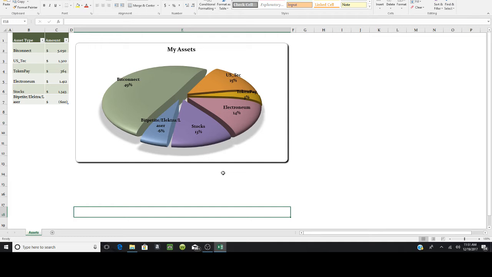But another ICO that I've done that's working out pretty good for me right now is Electronium. Electronium is an ICO that I bought at a penny. And right now, Electronium is around the 8, 9, 10 cent range, somewhere in that range. And I bought each one of them at a penny.